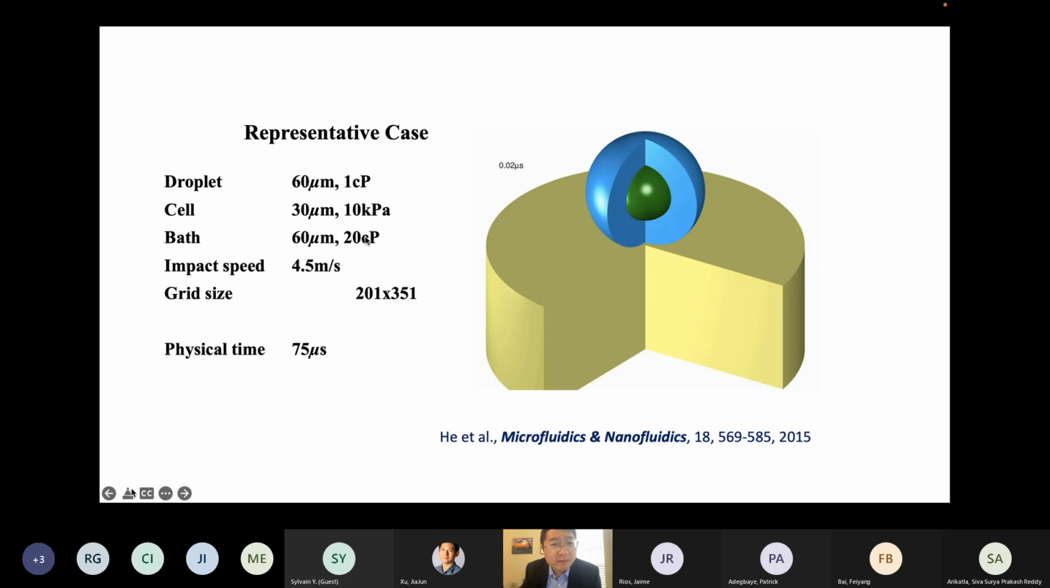The best size and the best viscosity is pretty large. It's 20 cp, so 20 times that of water, which is a fairly high viscosity. The initial impact speed is 4.5 meters per second, so it represents inkjet printing. The reason inkjet printing is favored in this research is because of its high throughput.